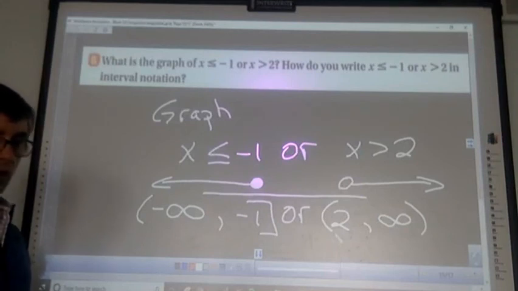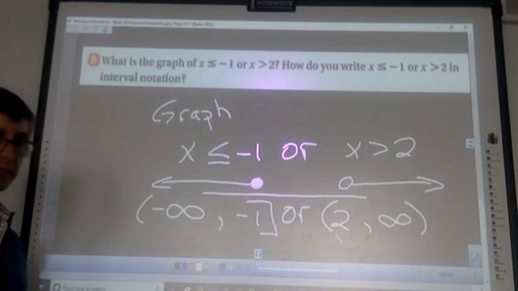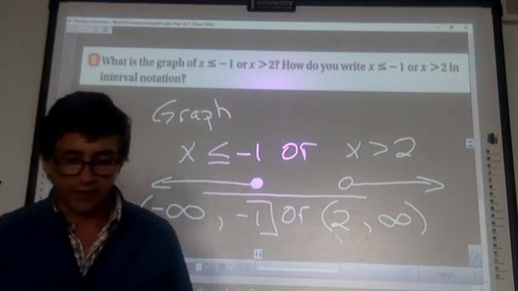So if there's a closed dot, it's a bracket on the number. Yes. But if it's an open dot, then it's parentheses. Exactly. And no matter what, if the dot's open or closed, there'll be a parentheses on the infinity. Yes. All right. Perfect. Okay.